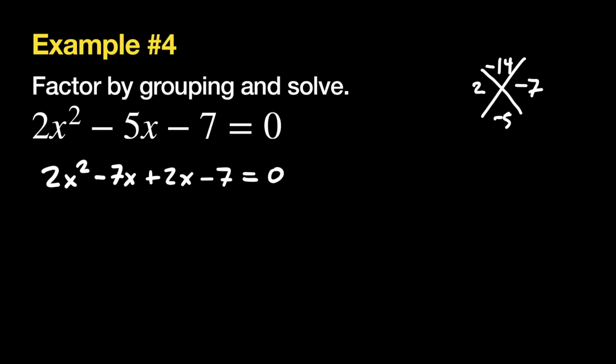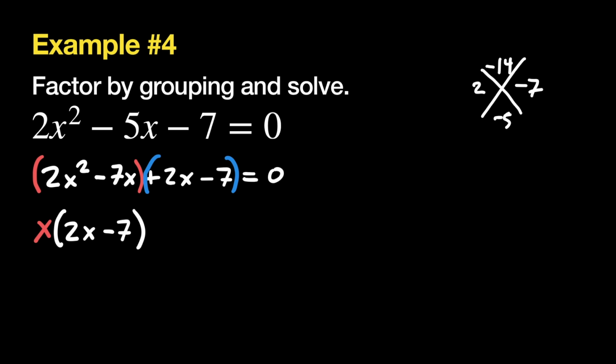And one more time, we're going to group. So we're going to group the set of the first two terms, and we're going to group the second two terms. If we look at the first set, we have 2x to the second minus 7x. The 2 and the 7 have nothing in common, but they do have an x in common. So you're able to factor out an x, and you leave 2x minus 7 inside.